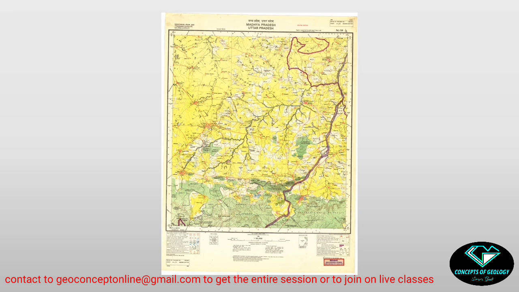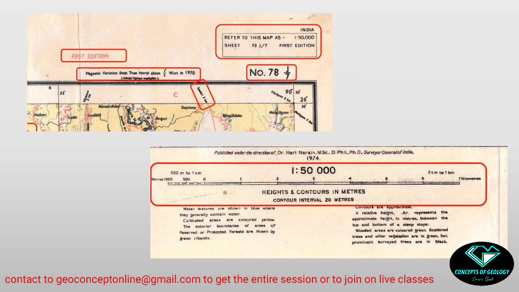You can find different types of symbols. They are written in the index table. We will try to find out whether the properties I have told you about are present or not. I have zoomed and cropped some sections of the topo sheet to show you the features. Firstly, see here the topo sheet number is written 78J/7.